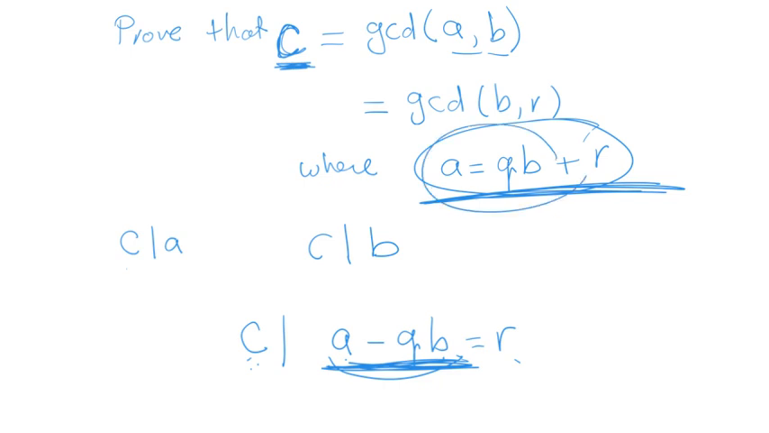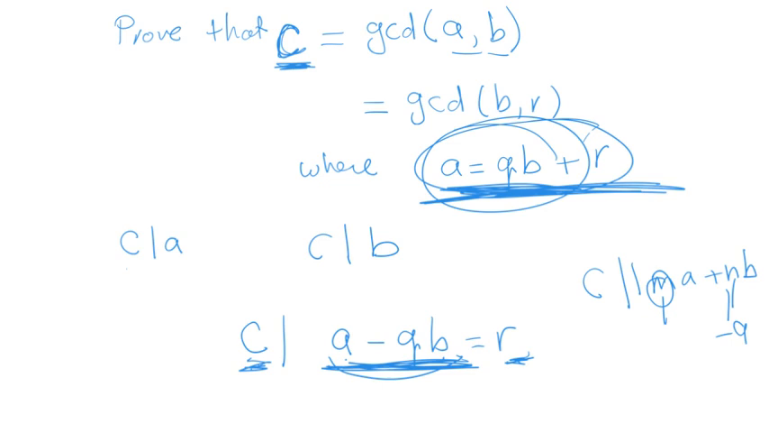I want these so I can bring them here. C is a divisor of any linear combination of A and B, right? I chose this linear combination so that this number is 1 and this number is minus Q. That's it. Why did I select those? Because I know that this will give me R here. So now I know that C is a divisor of R. One thing remains: why it's the greatest common divisor. I know that C is a divisor of B, and now I know that it is a divisor of R, so it's a common divisor of B and R.